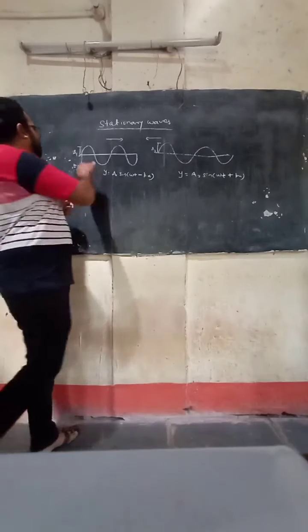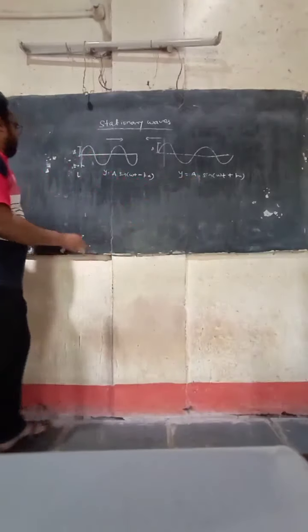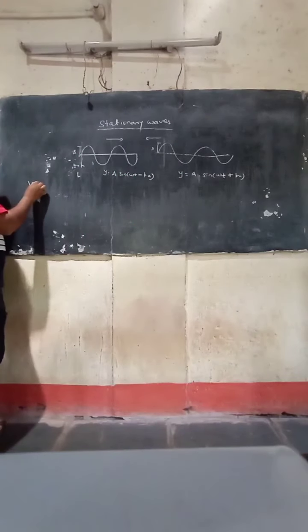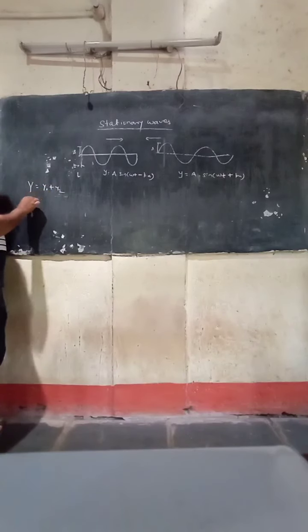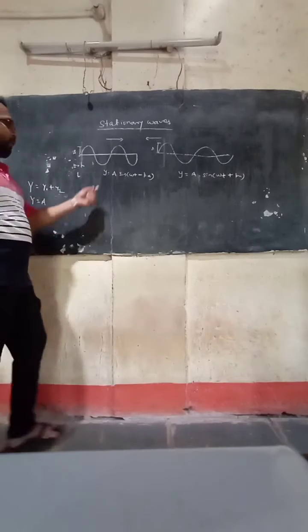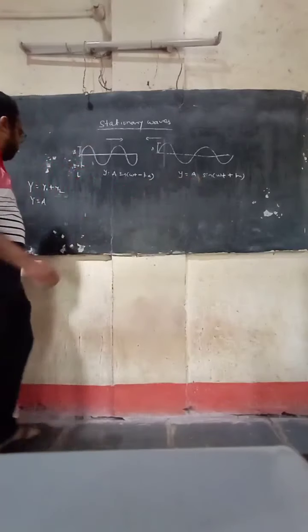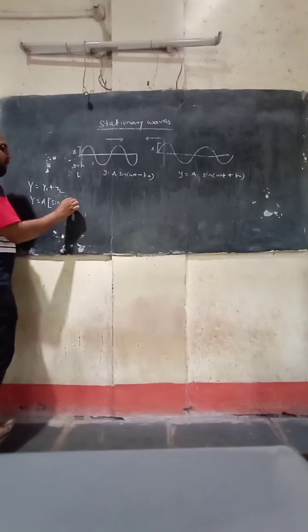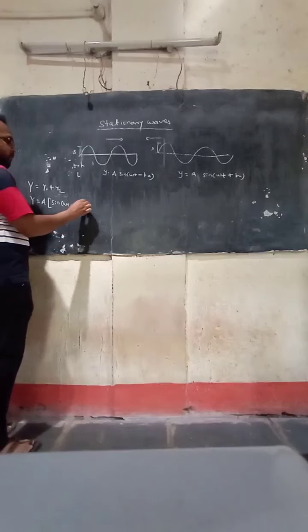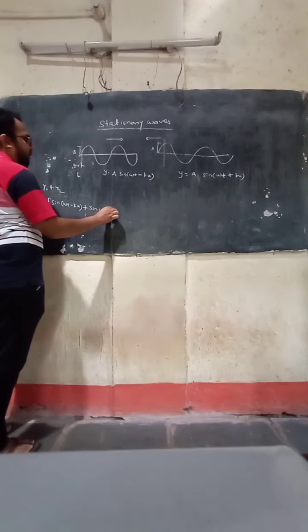Now when these two waves superimpose each other, what will happen? If we consider the amplitudes to be the same, A, then the resultant y will be equal to y1 plus y2. A is common to both terms. So the remaining terms will be sin(omega t minus kx) plus sin(omega t plus kx).